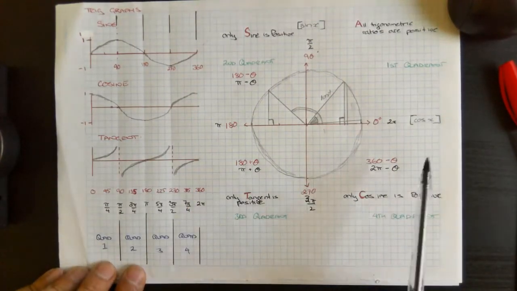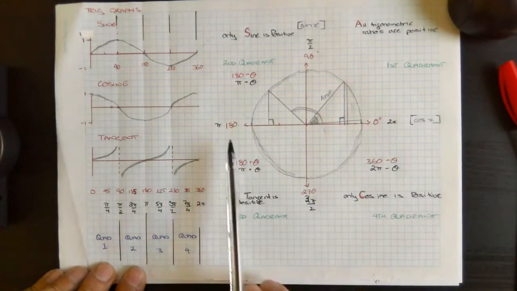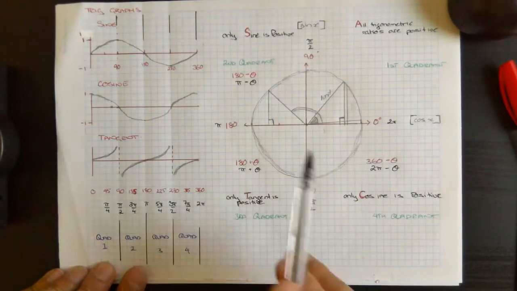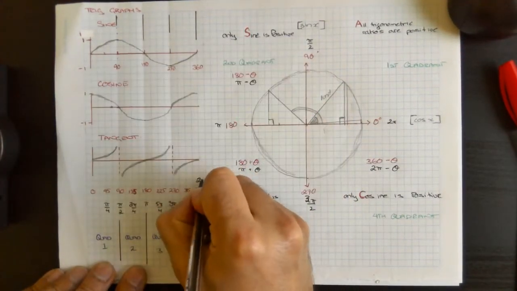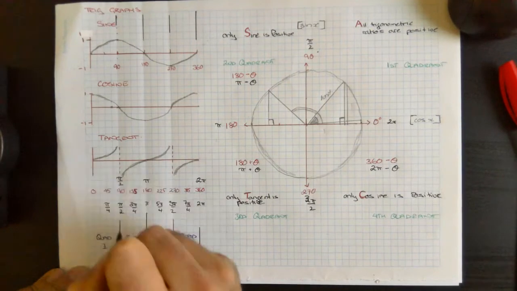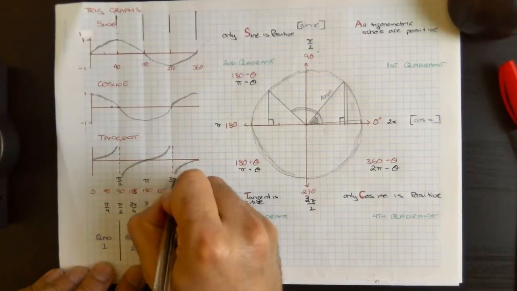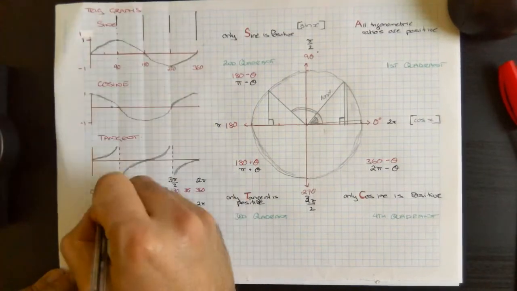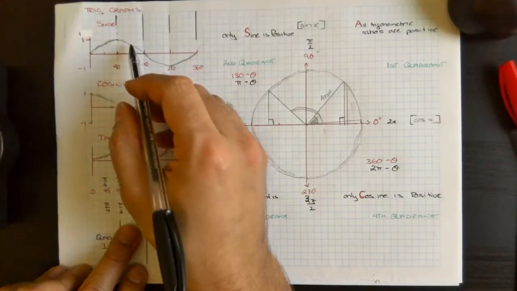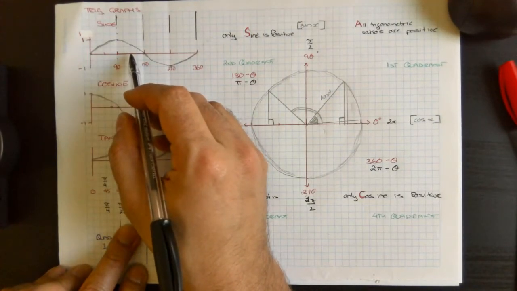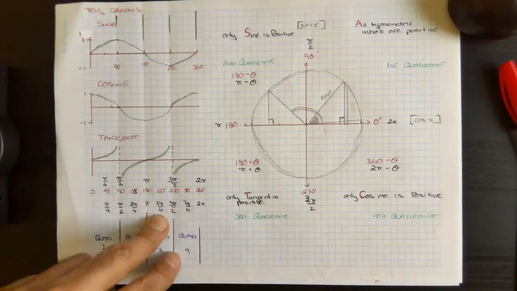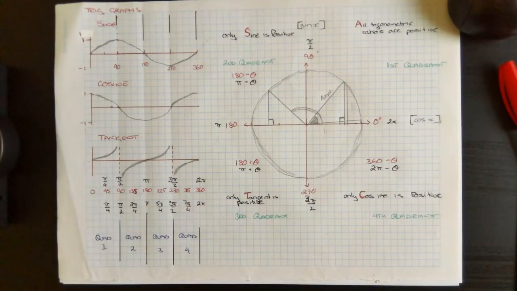Now, what you can see is I've also written in the radians. So if you know what radians are, I've written what the radians. So 360 would be 2 pi, 180 would be pi, 90 would be pi on 2, 270 is 3 pi on 2, 45 is pi over 4, and then we got 135, which is 3 pi on 4, 225 is 5 pi on 4, and 315 is 7 pi on 4.